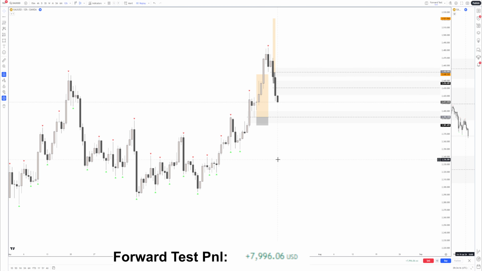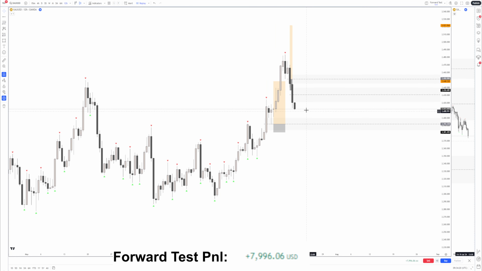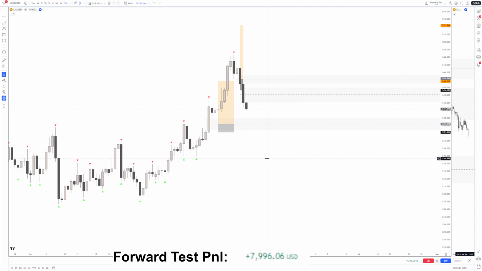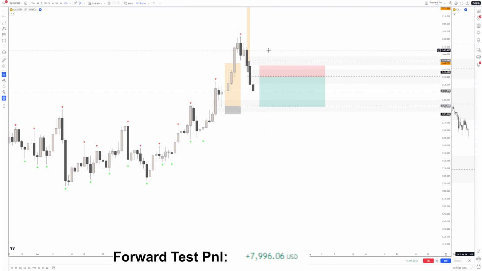Which one do you go for? We're not too bothered. We are just going to enter on the fair value gap that we see, which is this one here. And all we want to do is get ready for that. So let's get ready. Stop loss over here, and we're going to go for a 5 to 1 reward to risk. Price hasn't arrived, so let's see what happens.